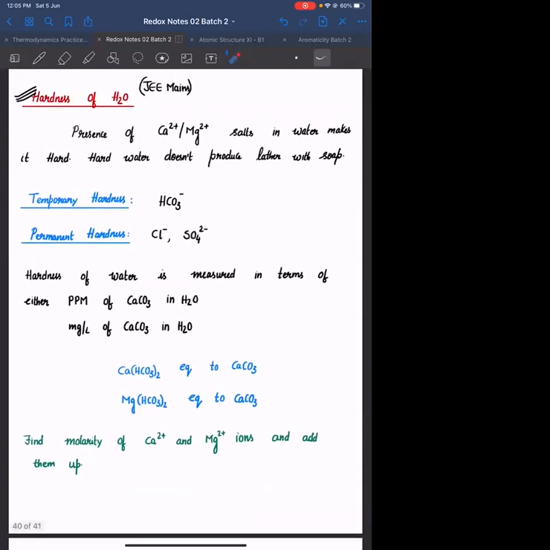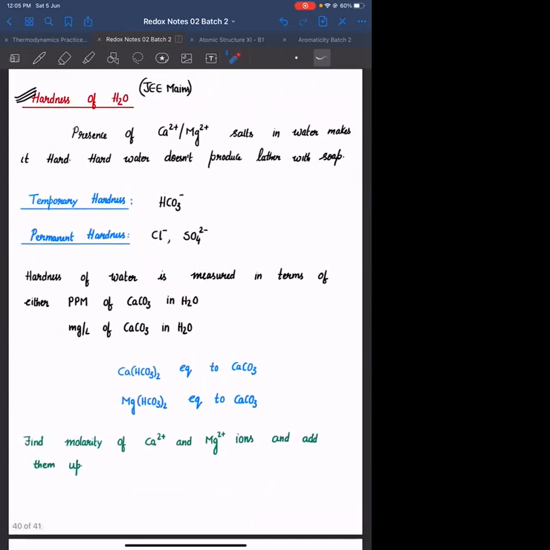देखो, actual में system में we don't have CaCO3. We are converting calcium bicarbonate or calcium chloride or calcium sulfate into equivalent amount of CaCO3, and we will be representing that in terms of ppm of CaCO3. It is not necessary that CaCO3 is present inside water. Everyone understand this? We are measuring the hardness of water as equivalent amount of CaCO3 present inside the water.